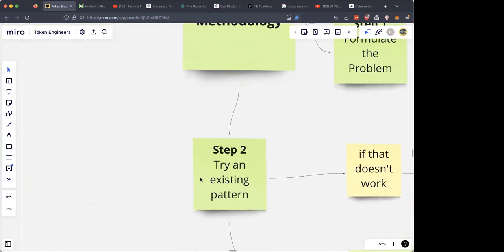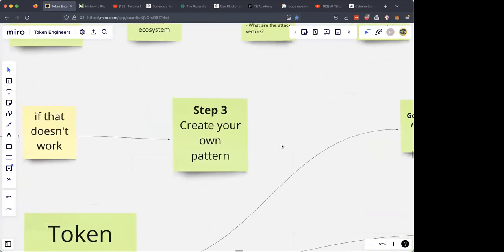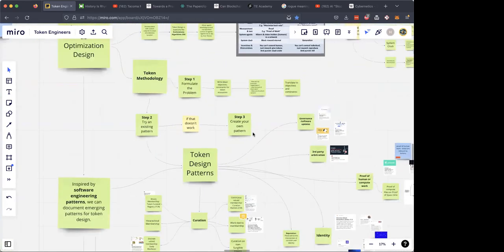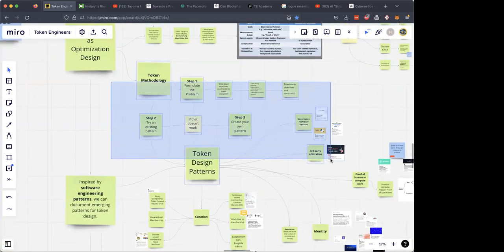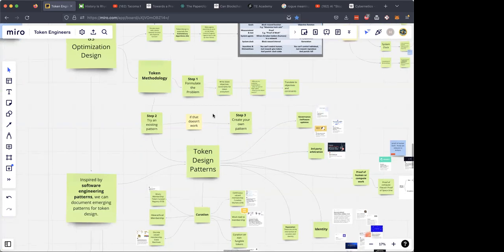And then step two is trying an existing pattern. If you want to build a stable coin, there's an existing pattern for that. If you want to build many different things, there are existing patterns already out there. And if they don't work, you go ahead and create your own pattern, and then that becomes a new pattern. Basically that's how you approach this. It sounds simple, but even this is super difficult to do.